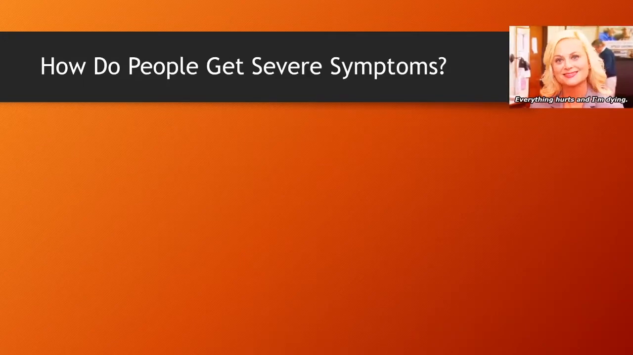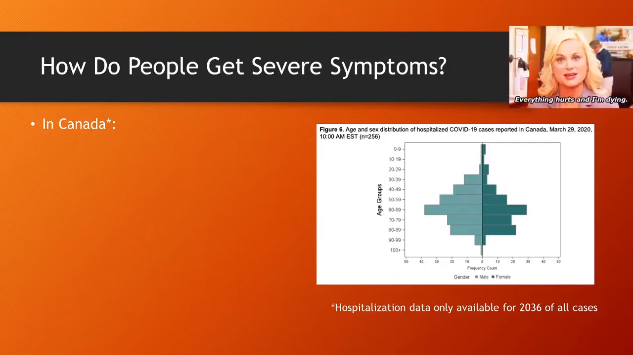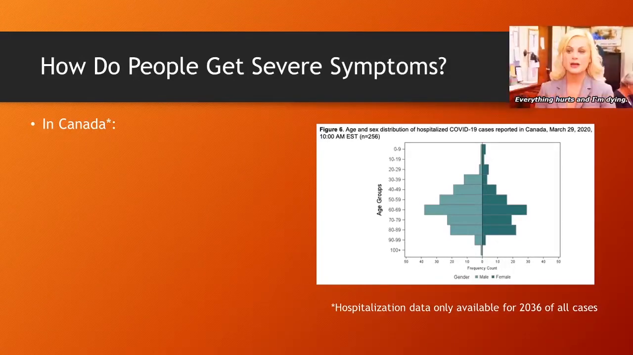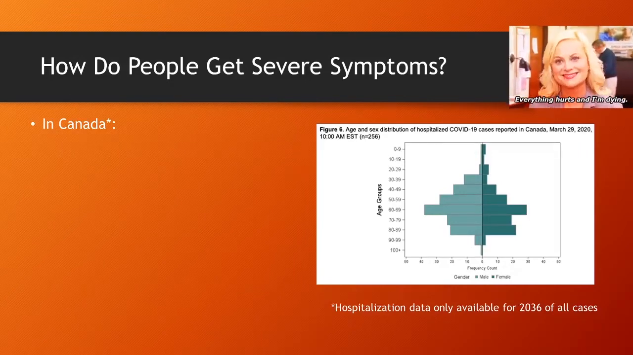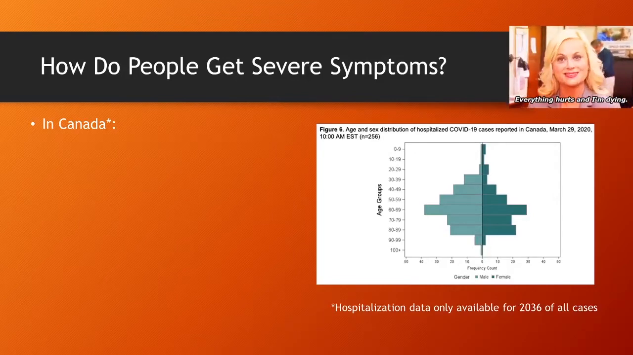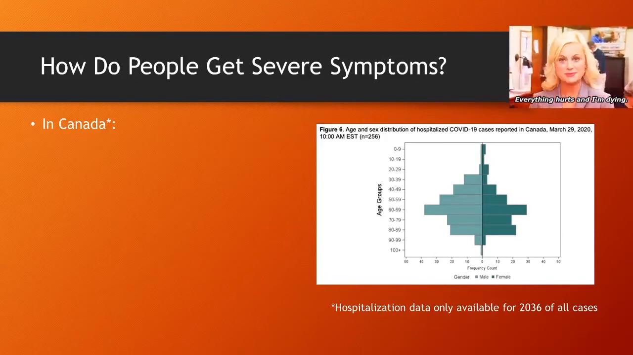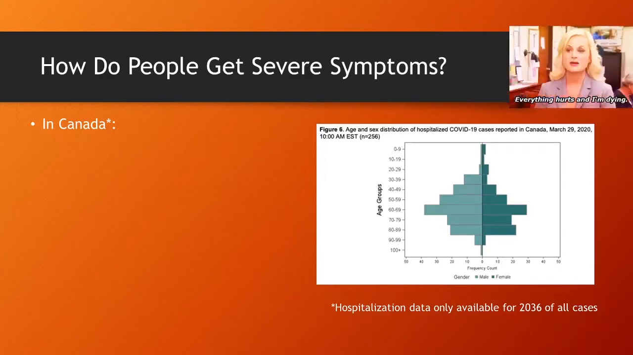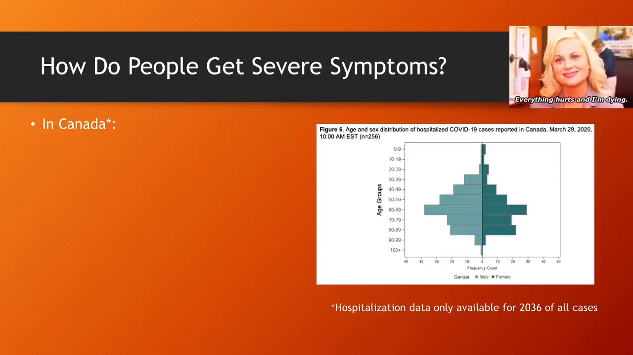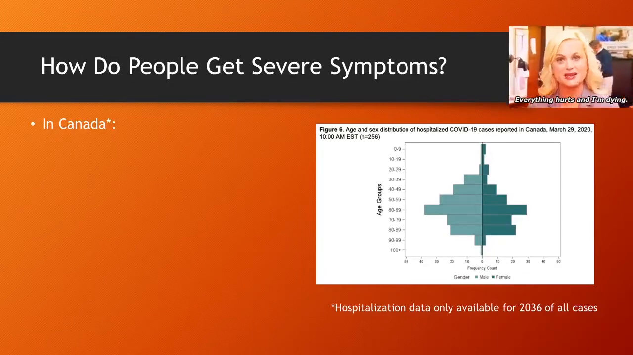So how do people get severe symptoms? Well, in Canada, I have this graph. This graph comes again from the Government of Canada website. It takes into account 256 patients who had to be hospitalized. All hospitalization data, however, is available for only 2,036 of all cases. They said it was because they had a limited sample size, just because these were the patients that they had the most data on. They had a lot of information on each one of the patients. So they wanted to take that pool of data.